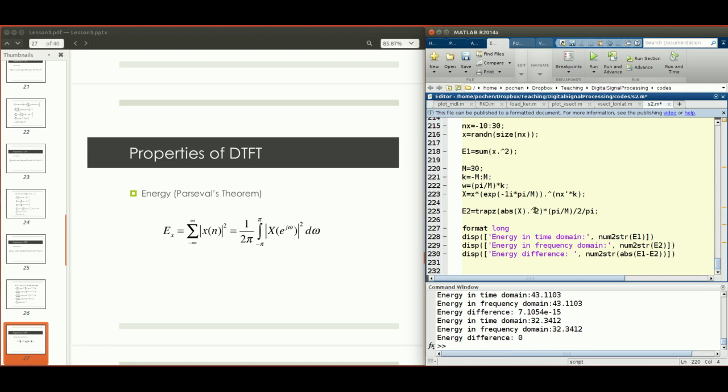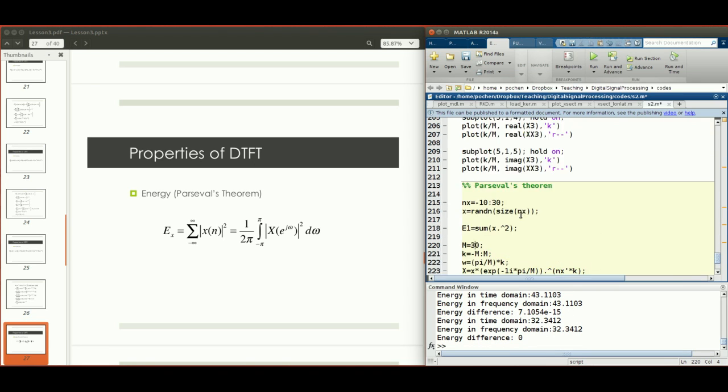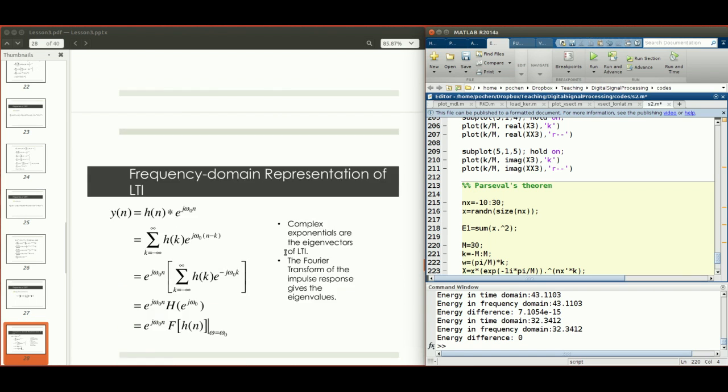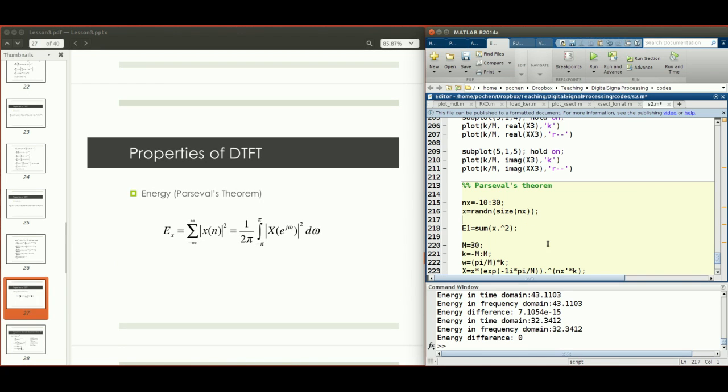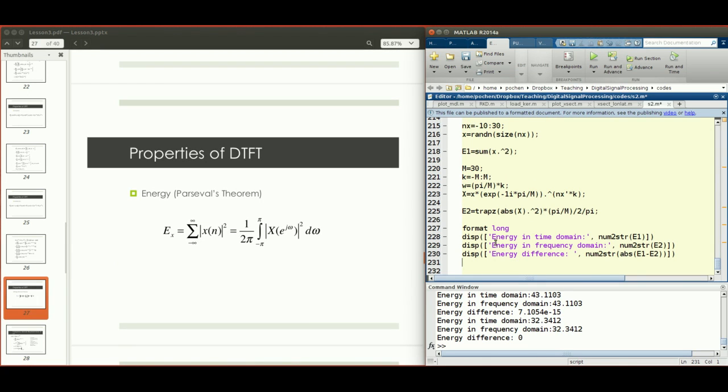Okay. So basically that's what we call Parseval's theorem. You can compute the energy either in the time domain by doing a summation of the square of the amplitude of the time domain signal, or you can do an integral in the frequency domain and then divide it by 2 pi. So basically that's all the properties of the Fourier transform that I wanted to talk about.